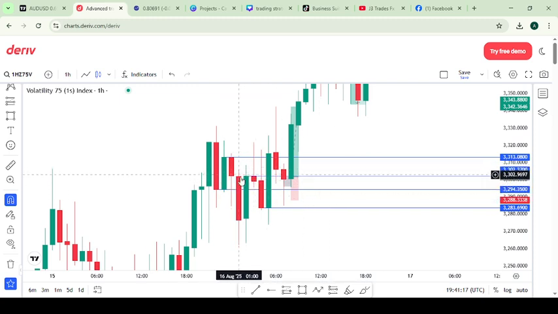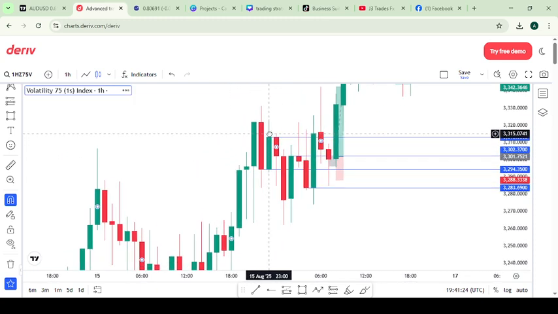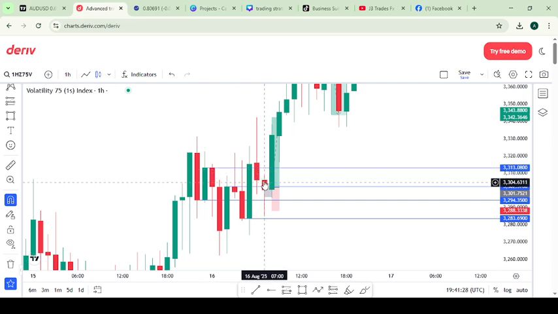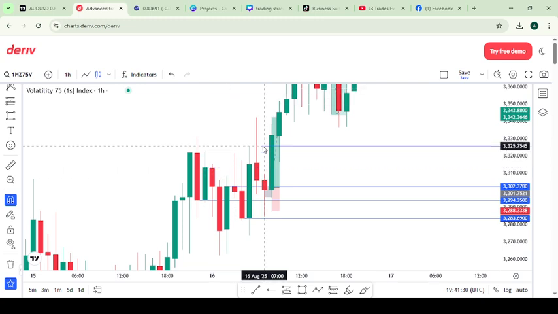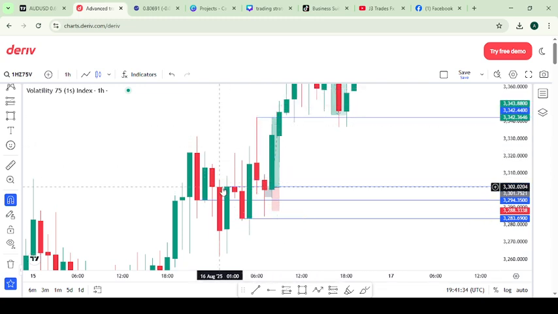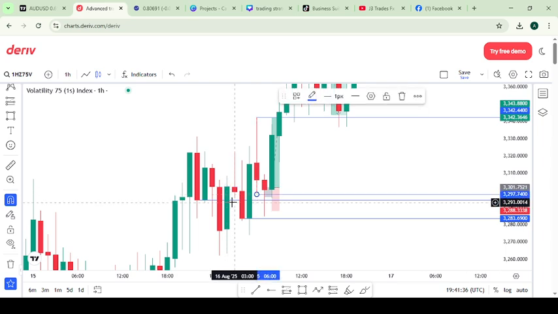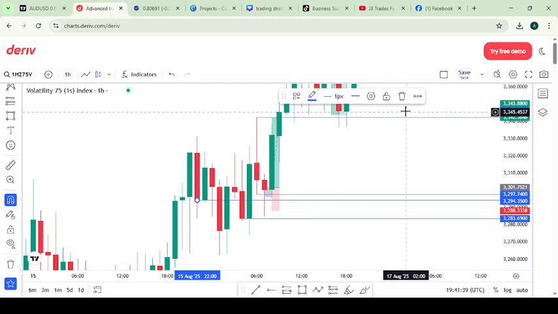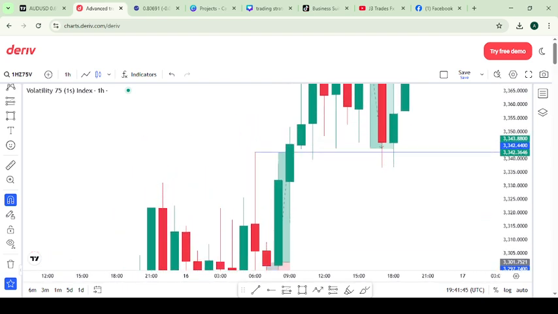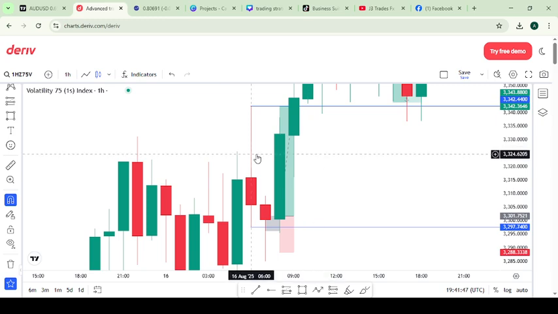After getting my key areas and seeing the way price reacts from my key areas, I just look out for the last bearish candle. As I said earlier, this one was forming then. So I look out for the last bearish candle and I mark out the high and low of that bearish candle. So as you can see, that was the last bearish candle. Let me delete this. So this was the last bearish candle, this one.